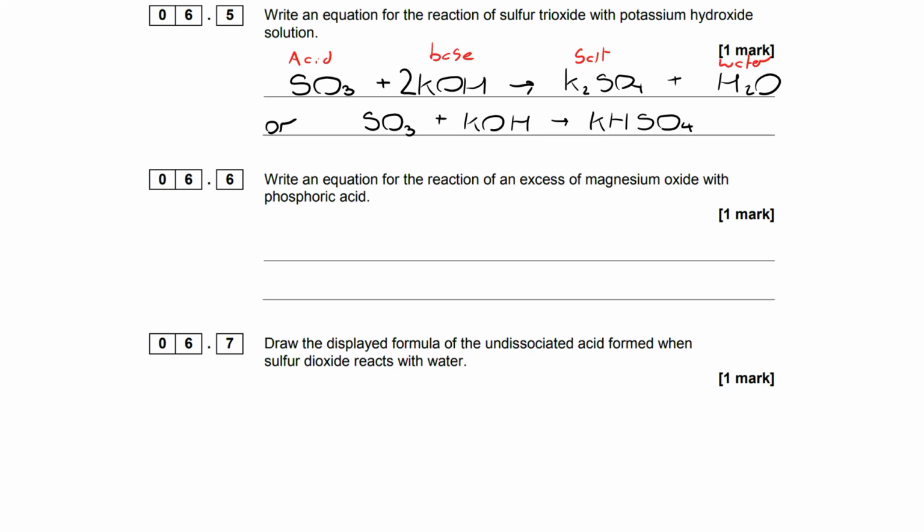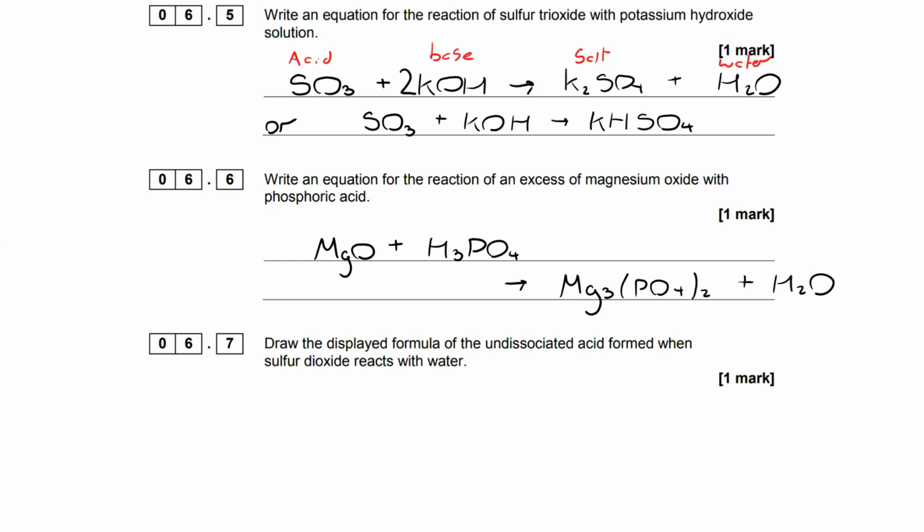Now, if we look at 6.6, an equation for the reaction of an excess of magnesium oxide with phosphoric acid. So you've got to know that magnesium oxide is MgO, that's going back to GCSE, magnesium is a +2 ion, oxygen is a -2 ion. You have to remember that phosphoric acid is H3PO4. Well, we know it because it's a catalyst in the direct hydration of ethene with steam. We also hopefully know that phosphate ions are 3-, so I need 3 of the +1 H's to counterbalance it.